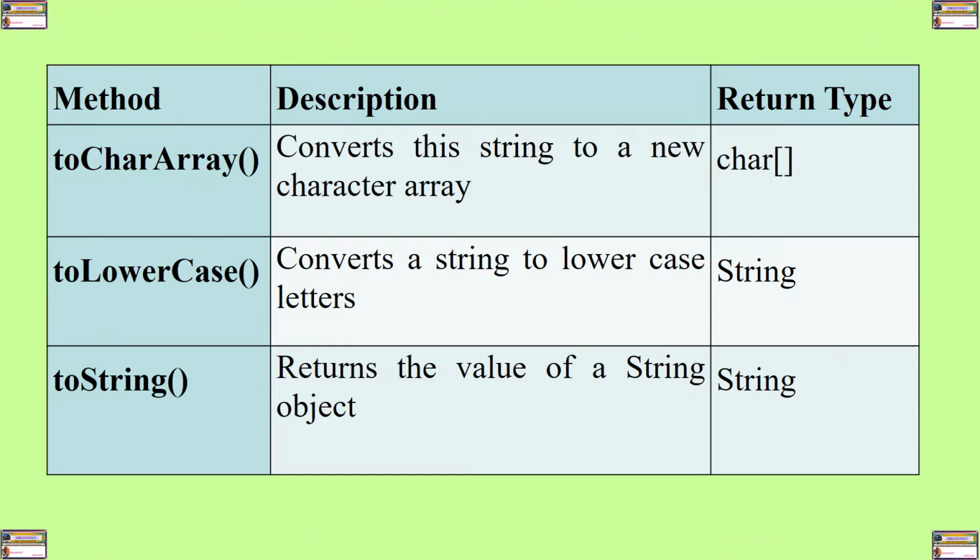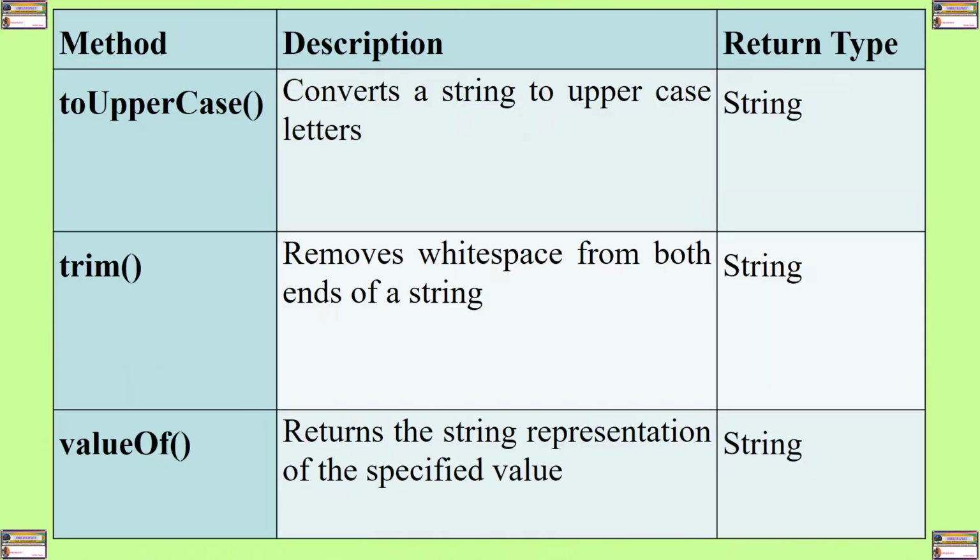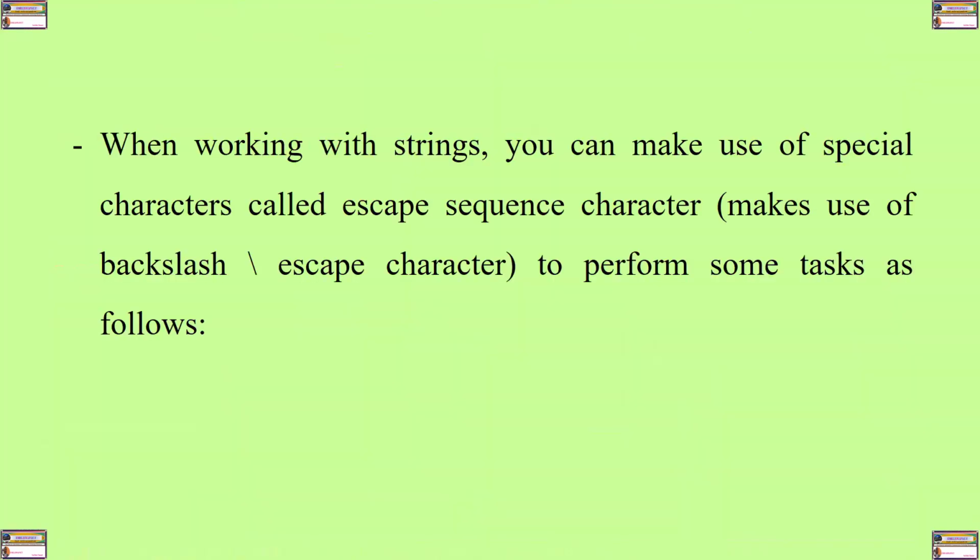To lowercase converts a string to lowercase letters. To string returns the value of a string object. To uppercase converts a string to uppercase letters. Trim removes white space from both ends of a string. Value of returns the string representation of the specified value.